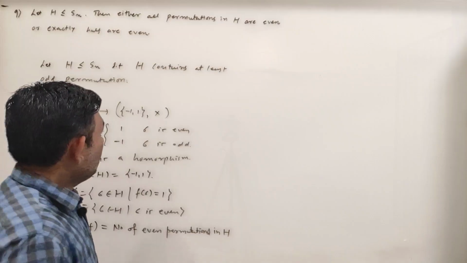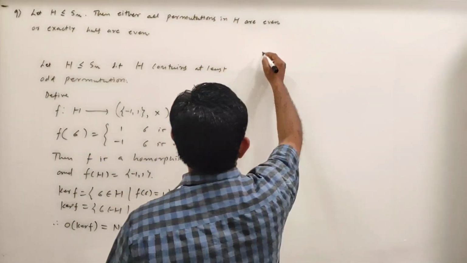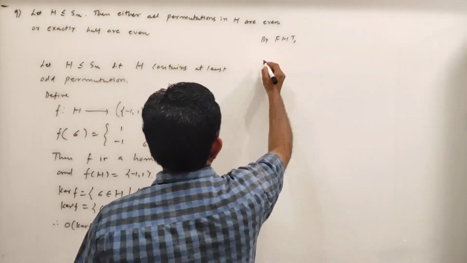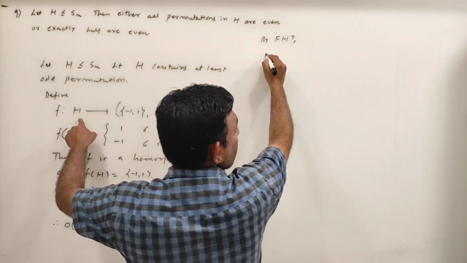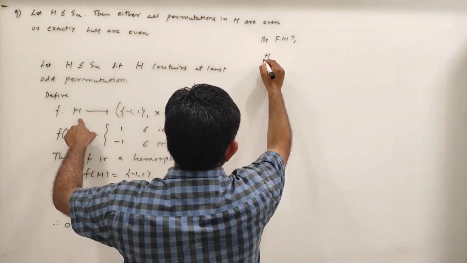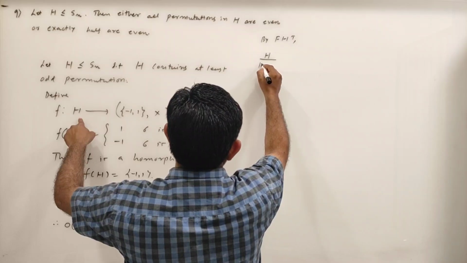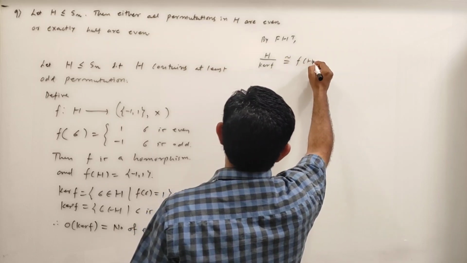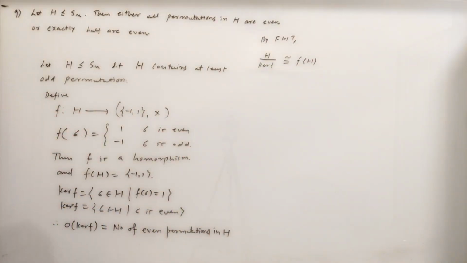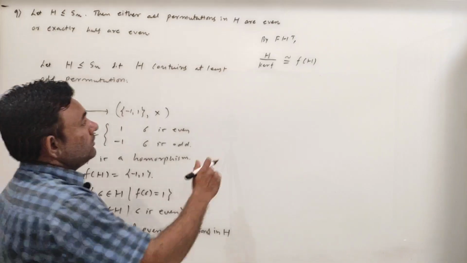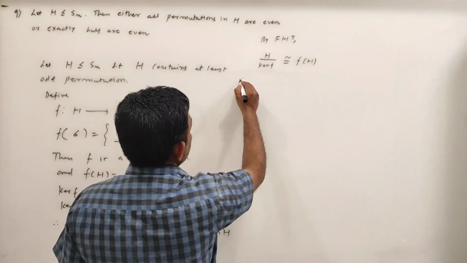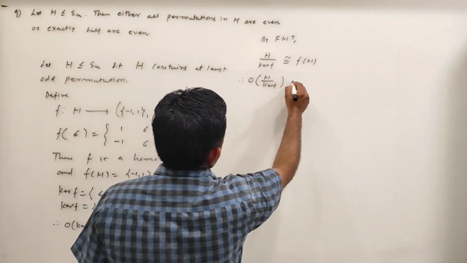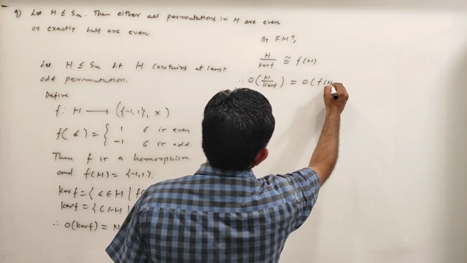Now by the first homomorphism theorem, what do we have? G quotient kernel of f. Here G is what? H. H quotient kernel of f is isomorphic to f of H. So these two groups are isomorphic, so the order is also the same. The order of H quotient kernel of f is equal to the order of f of H, right?